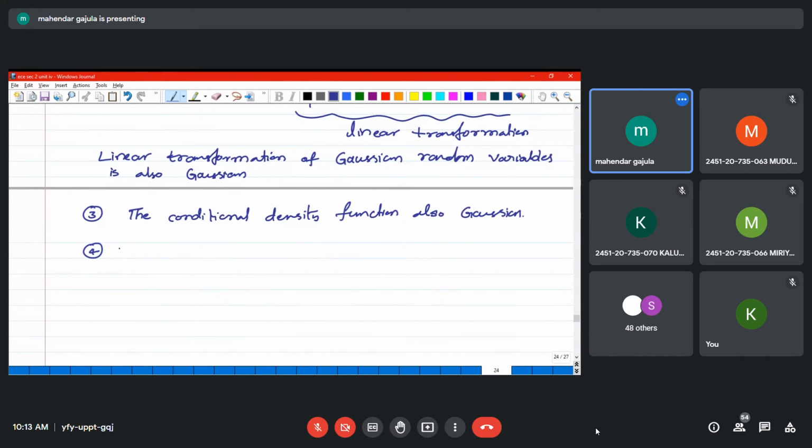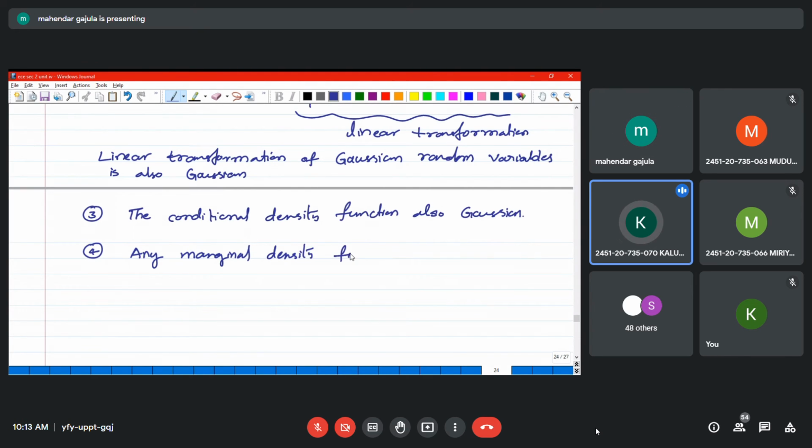Fourth one, any marginal density function can be obtained. What is the marginal density function? Can anyone tell me? The density functions obtained from joint density function. Very good.